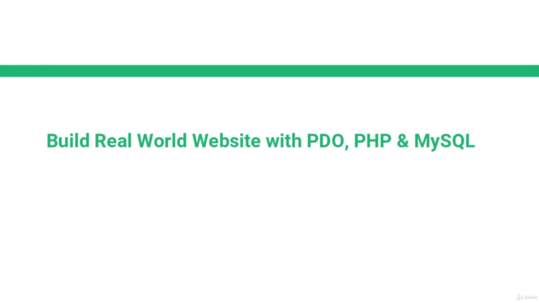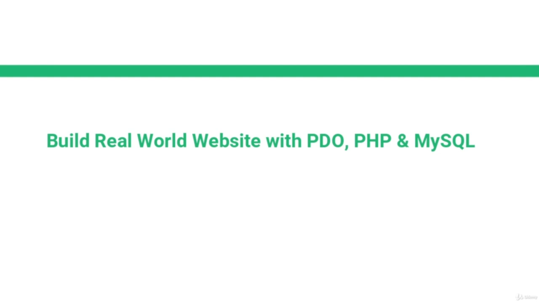In this course, you will learn a lot about PHP. You will learn prepared statements and build a real-world project with them. Then you will learn something called PDO, or PHP Data Object, and with it you'll build the same project we built with prepared statements. Then you'll learn something called URL rewriting. And in the final section, we'll start building a real-world website.